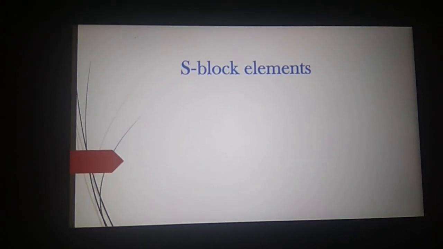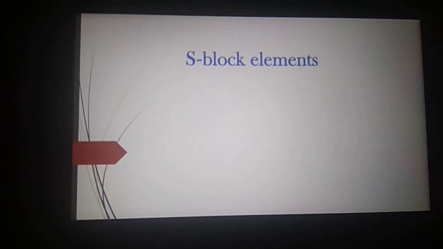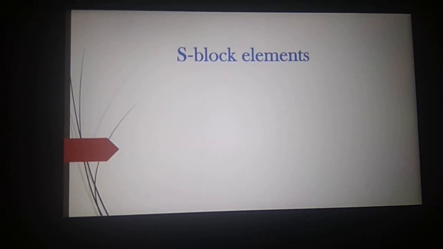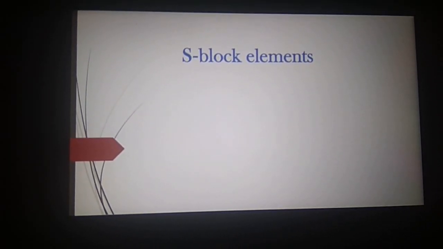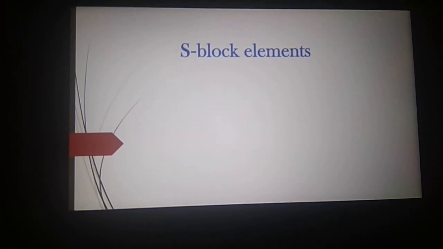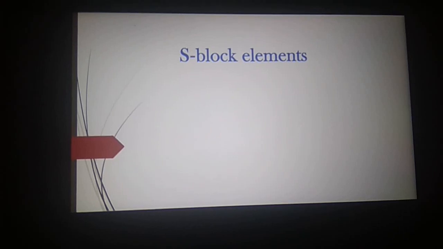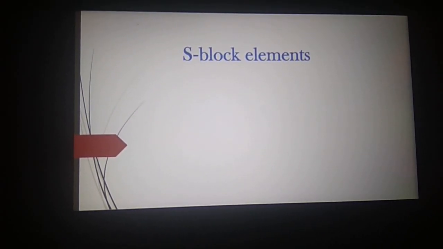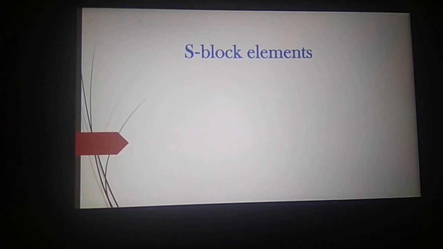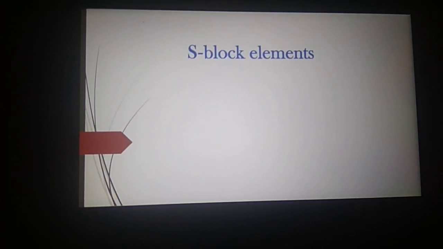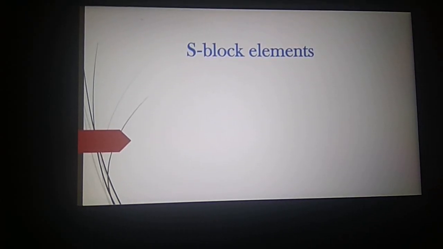Hi friends, in this class we are going to discuss S-block elements. We know that the entire periodic table has been classified into 4 blocks: S-block elements, P-block elements, D-block elements and F-block elements. Now in this class we are going to discuss S-block elements.